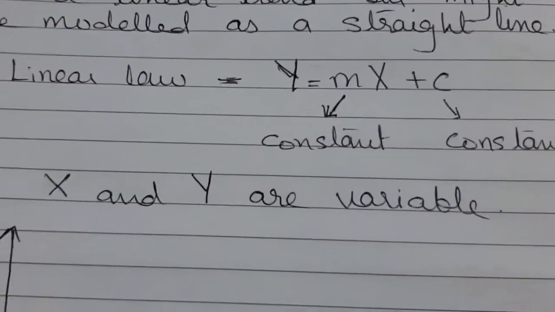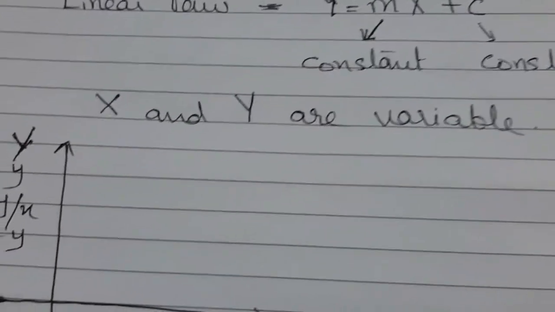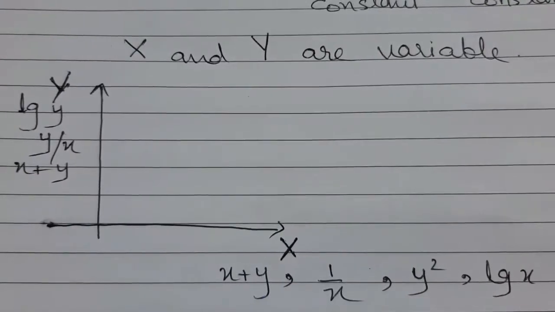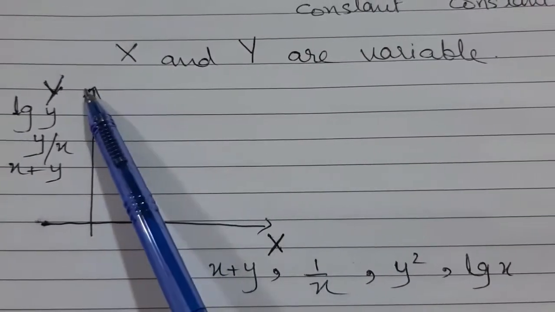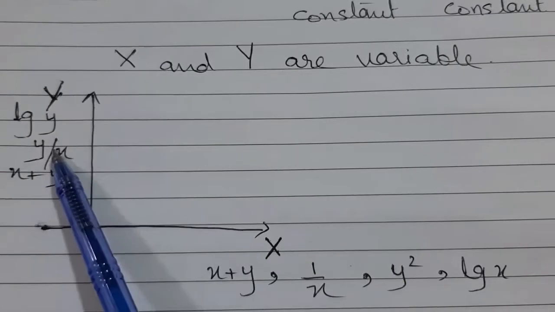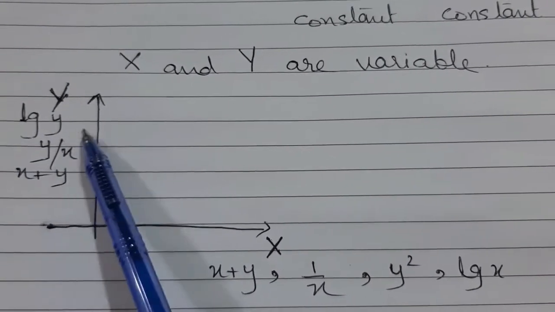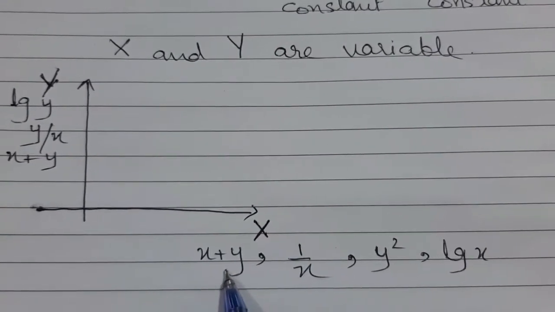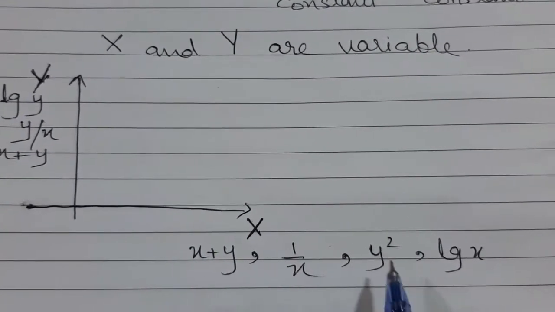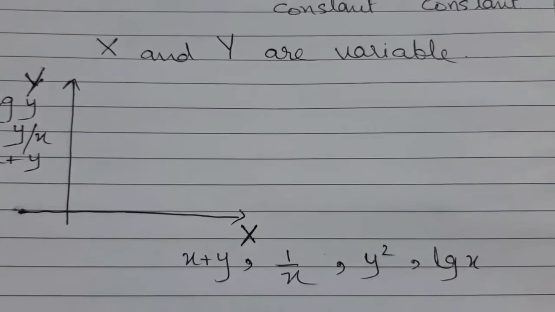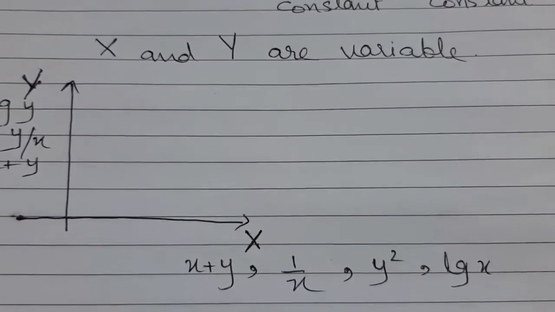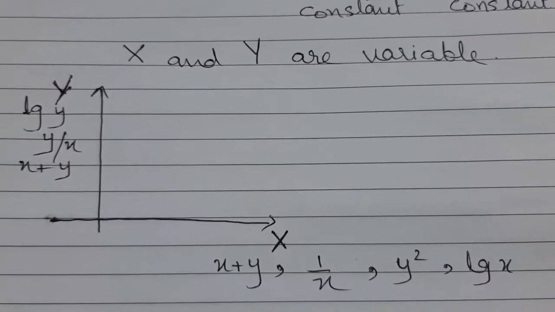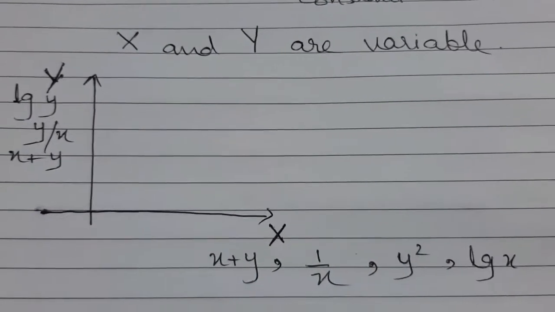Now, when we say modeled as a straight line, my x-axis and y-axis may not only be x and y all the time. My y-axis may have lg y, y over x, x plus y. These are just a few examples, right? Similarly, my x-axis may be x plus y, 1 over x, y squared, lg x. Again, these are just a few examples. We will see in a while how we transform an equation, or if it is given to you, how you answer the questions.